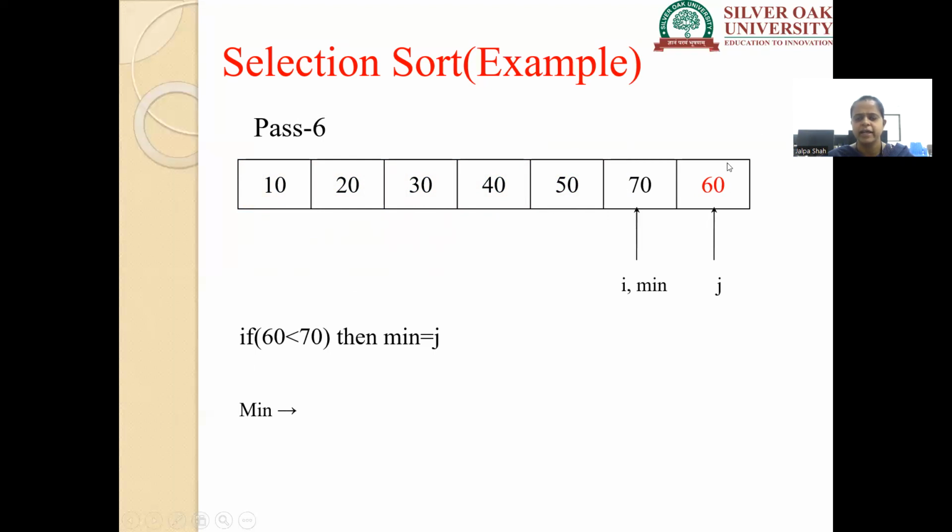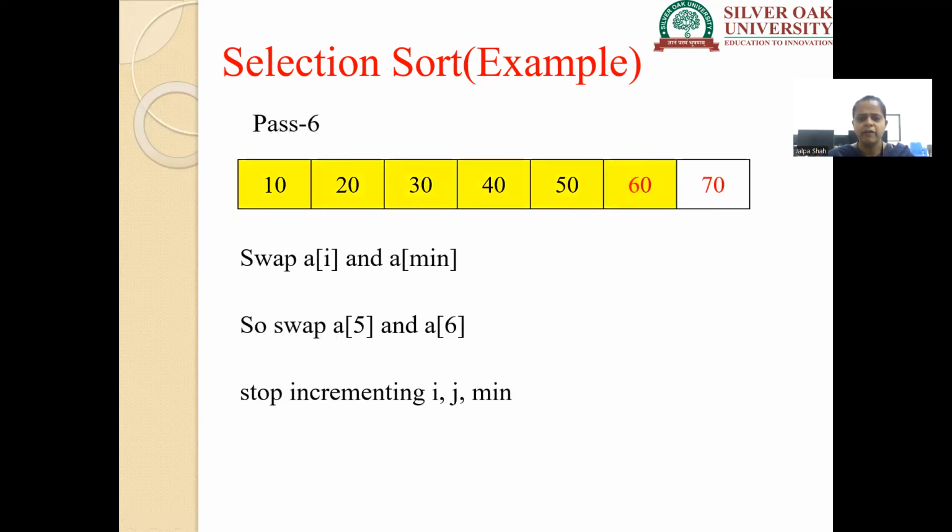So I and min will be assigned to index 5 and j will be 1 greater than that, assigned to index 6. Now we need to check if 60 is less than 70, then minimum equals j. So minimum will be assigned to index 6. Now we have to swap a of I and a of min. So we have to swap a of 5 and a of 6. So 60 and 70 will be swapped. So you can see that at the end of pass 6, 60 has occupied its position.